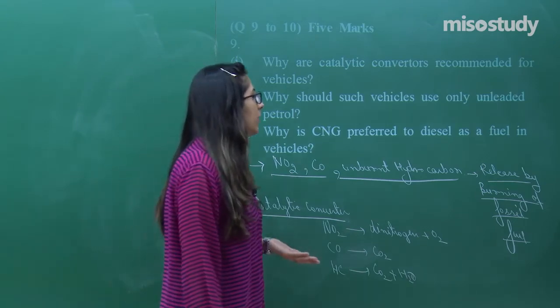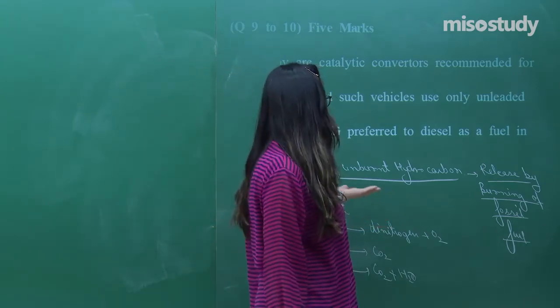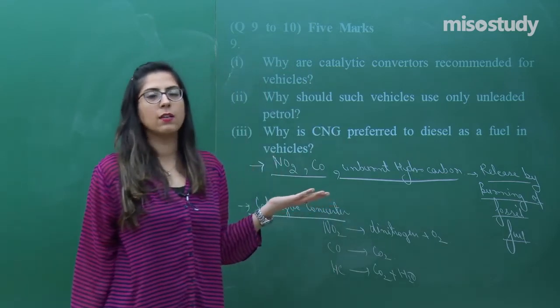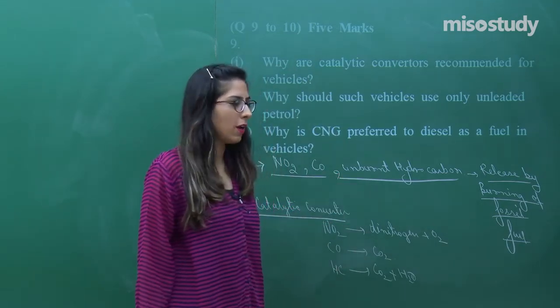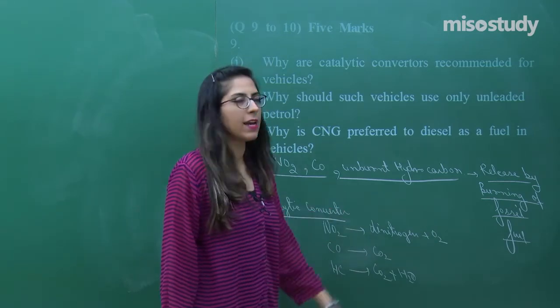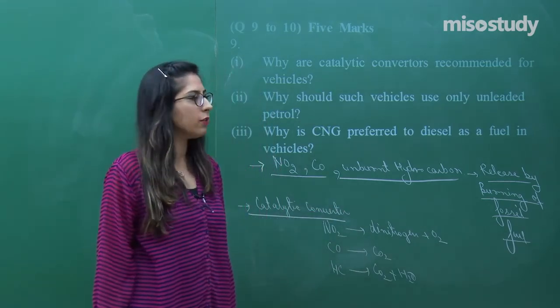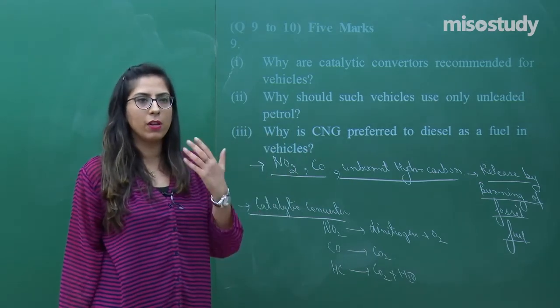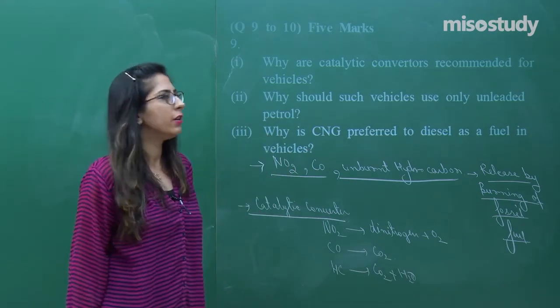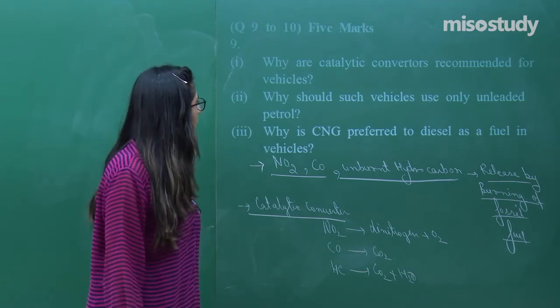Normally when we burn any fossil fuels, there is a release of nitrogen oxide, carbon monoxide and unburnt hydrocarbons. The catalytic converter helps in converting all of these, so that the overall effect of the exhaust gases can be reduced. Let's move towards the second part.